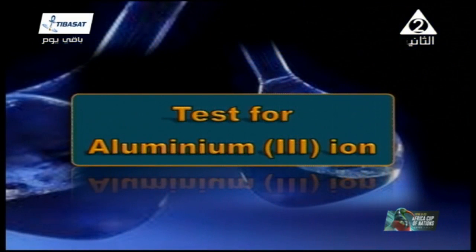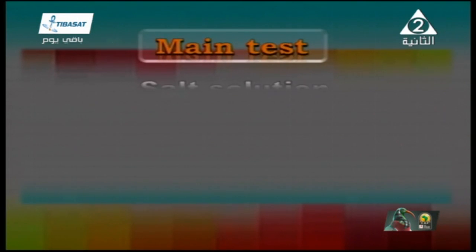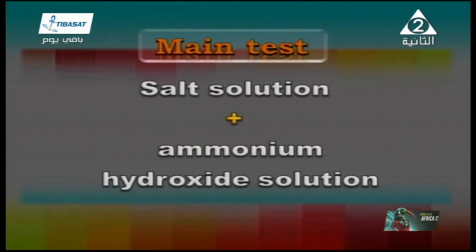Now we are going to discuss each ion in detail. We are going to discuss its main test and confirmatory test. So we are going to detect first the aluminium positive 3 ion. The main test here is the salt solution plus ammonium hydroxide solution. Here it gives a white precipitate, as the following animation shows.